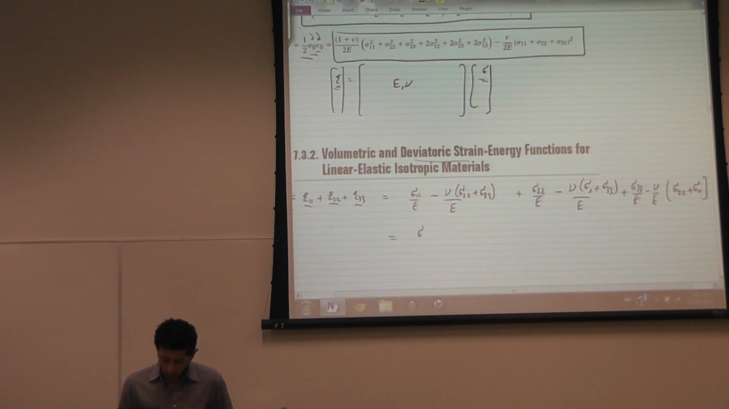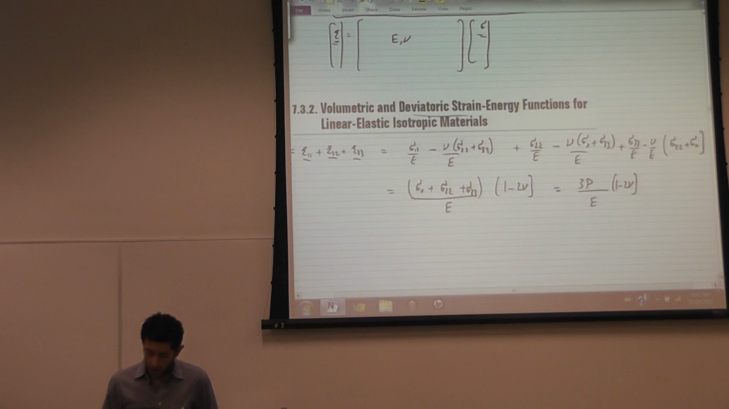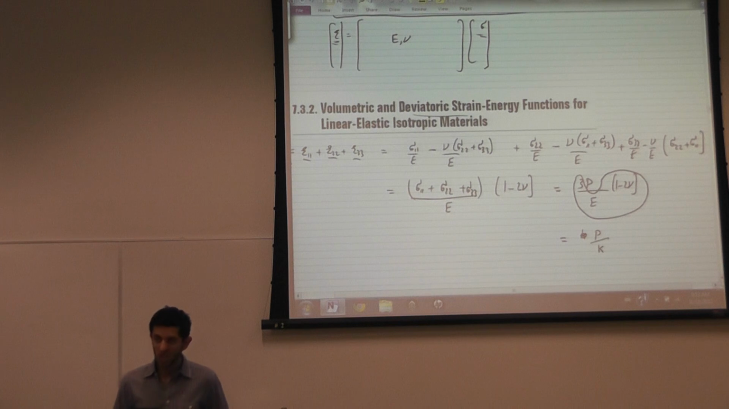This will be equal to sigma 1 plus sigma 2 plus sigma 3 over E, multiplied by 1 minus 2 Poisson's ratios, which is equal to the hydrostatic stress over 3, or 3P over E times 1 minus 2 Poisson's ratio. If you take all these together and call them K, it is equal to P, the hydrostatic stress, over K, which is what we call the bulk modulus.